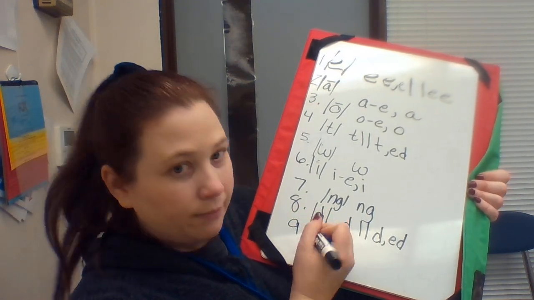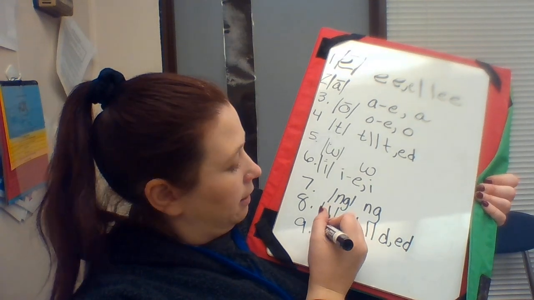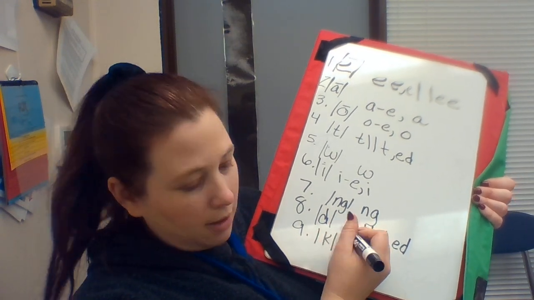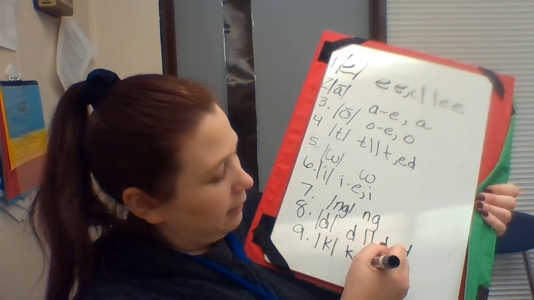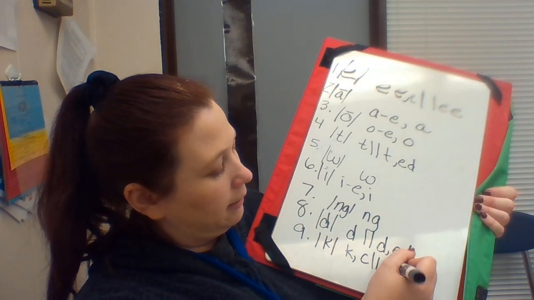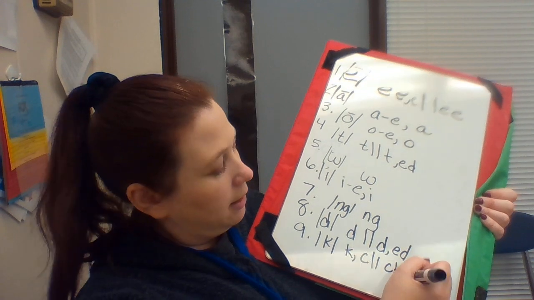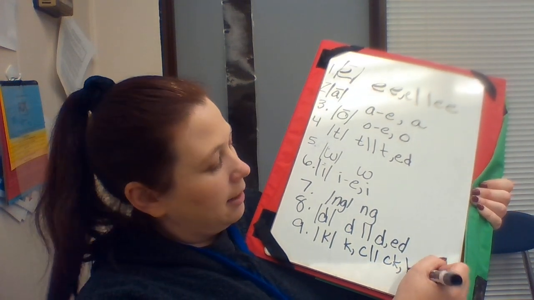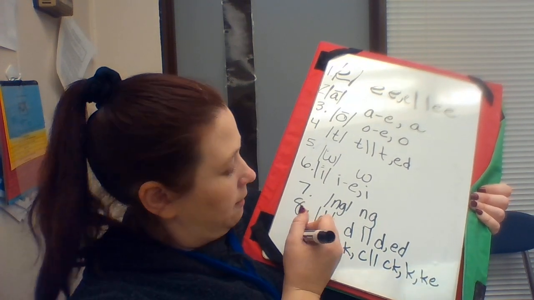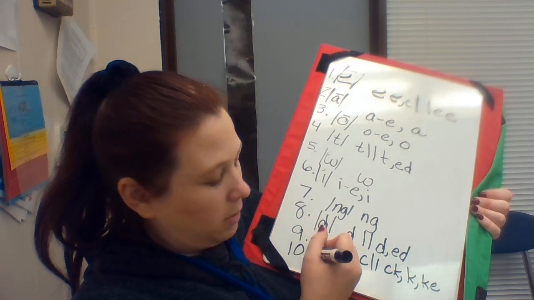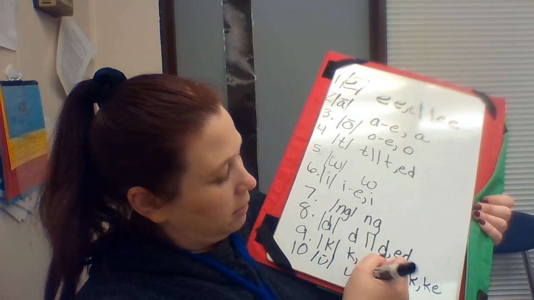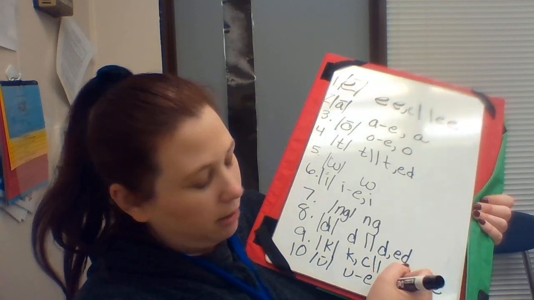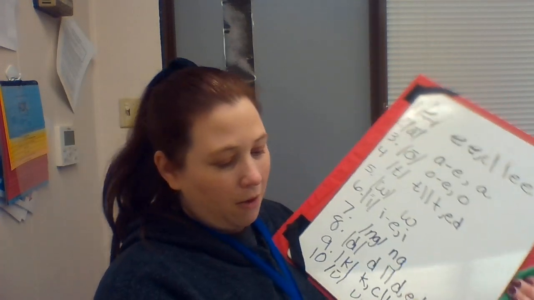Number 9. K. For K, we have K, comma, C, final sign, CK, K, and KE. And finally, number 10, we have U, and it's U, consonant, E, comma, U. All right, we can put that down for now.